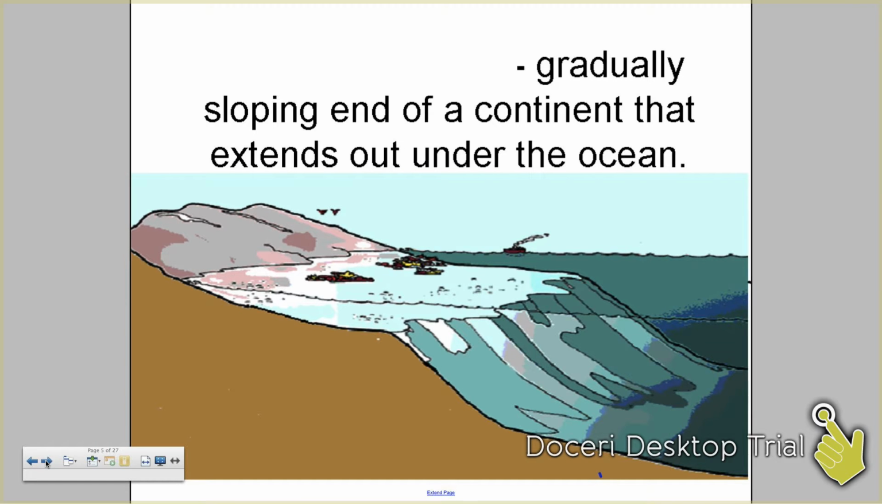All right, if we look at this, this is the gradually sloping end of the continent that extends under the water. So this is the part that's actually going to be underwater. Here you have your water, and this part of the land is what we're talking about. Notice it extends out. So if you're thinking about extending out, think about things at home. It's a part of your house that extends out from the wall that we call your counter or your shelf. So this would be called the Continental Shelf.